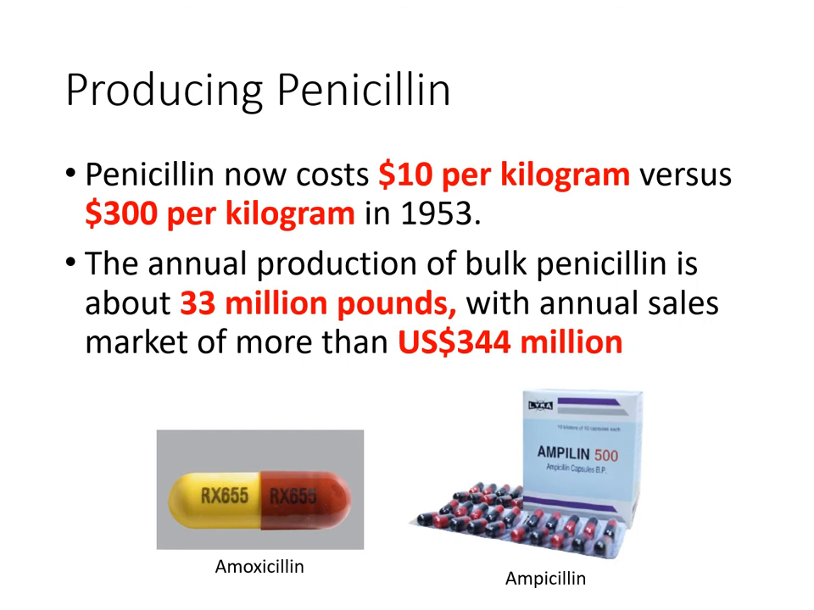The cost of penicillin production has gotten a lot cheaper since the early days. In 1953, it cost about $300 to make 1 kilogram. Now, $300 might not seem like a lot right now, but we're talking about 1953. So if you factor in inflation and stuff like that, the $300 would be equivalent to almost $3,000 nowadays. So it took $3,000 to make 1 kilogram of penicillin back then.